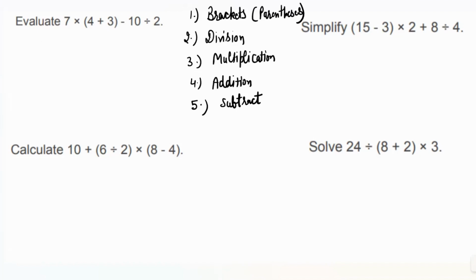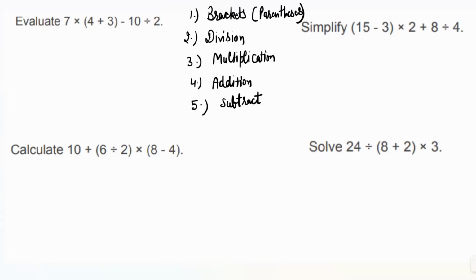Hello everyone, today we will learn how to solve these sort of questions where we have the brackets, the different orders of operations. So I have written an order. First one we have to solve is brackets or parenthesis. Second one we have to solve the division. Third one we have to solve the multiplication. Fourth is addition and the fifth one is subtraction.